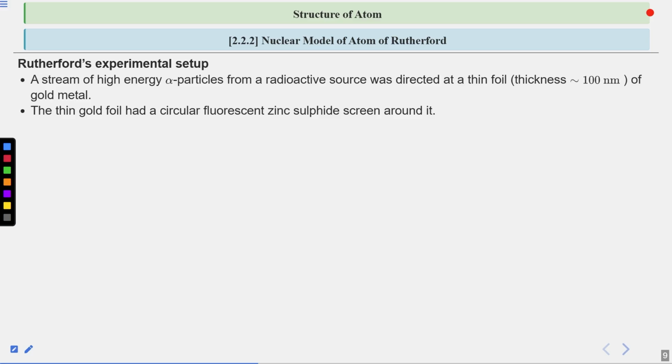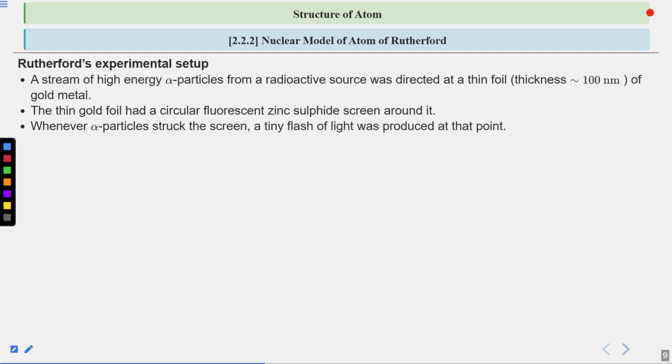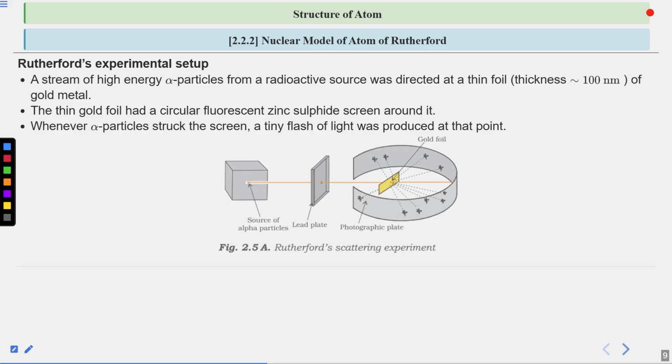Now, the thin foil of gold metal had a circular fluorescent zinc sulfide screen around it. So behind this gold foil, he kept a round type of screen. We'll see it. And when the alpha particle struck the screen, a tiny flash of light was observed at that point. Now, what is the meaning of this? So suppose this is your source of alpha particles.